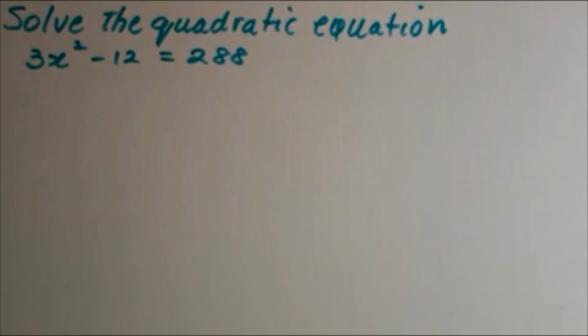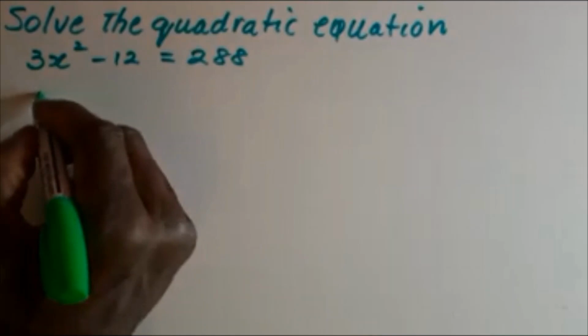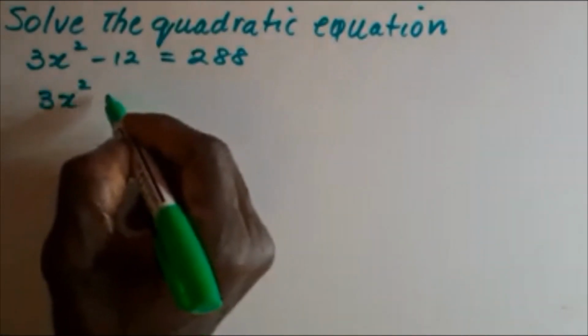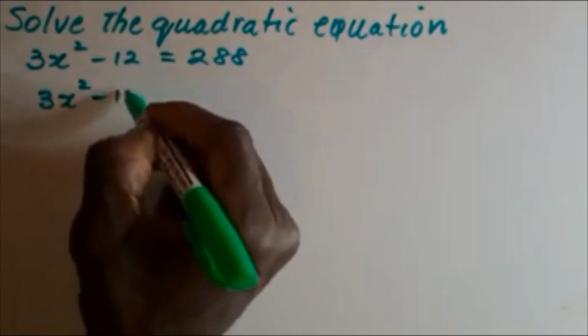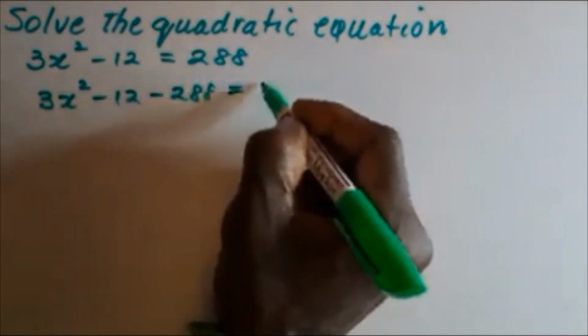Hello. Solve the quadratic equation 3x squared minus 12 is equal to 288. The first thing I'll do is, I'm curious to find out how I'll go about doing this, so I'll just rearrange it and make it a lot simpler. So I'll have 3x squared minus 12 minus 288 is equal to 0.